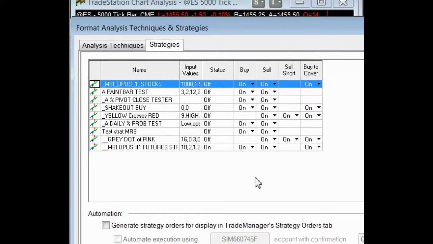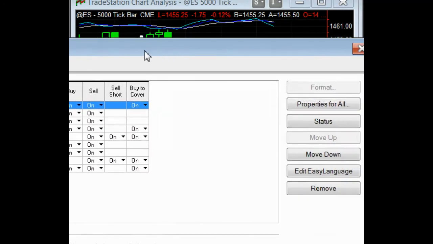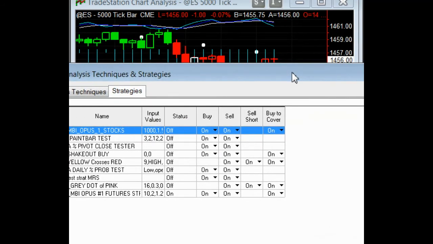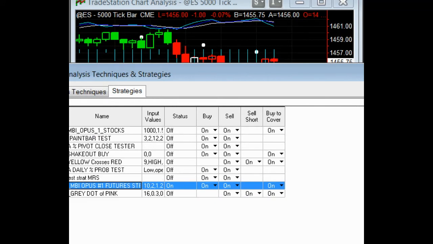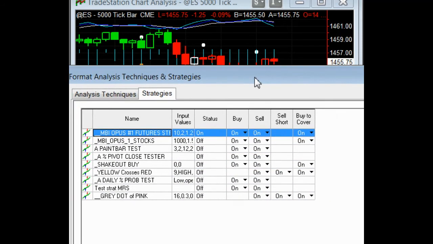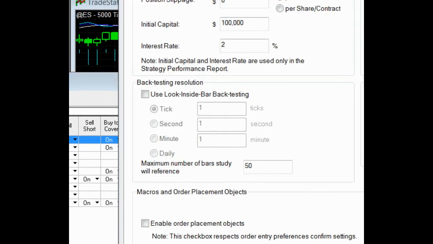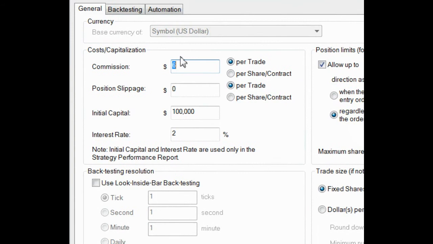Now, what I wanted to show in particular for this is if we go to our status on it, it's this one right here. So let's move it all the way up. Alright, so we've moved it up. But then you can go to your properties. And within the properties, it gives you a series of setups.